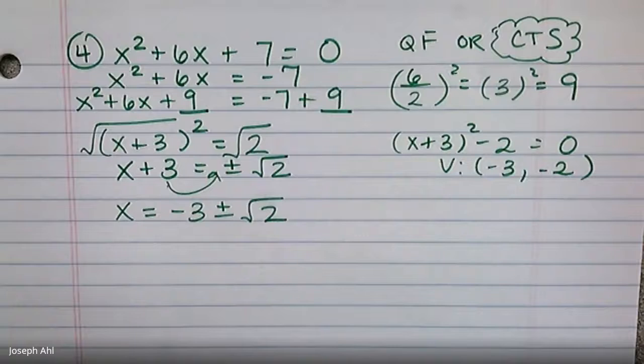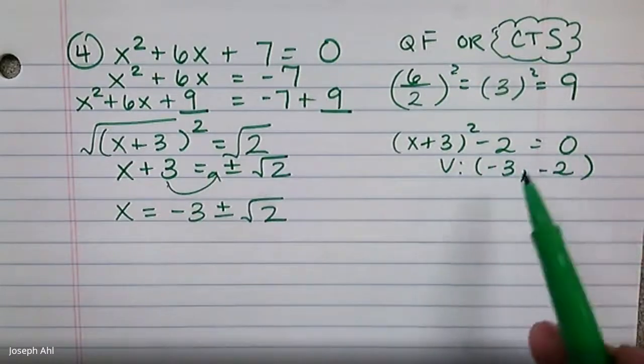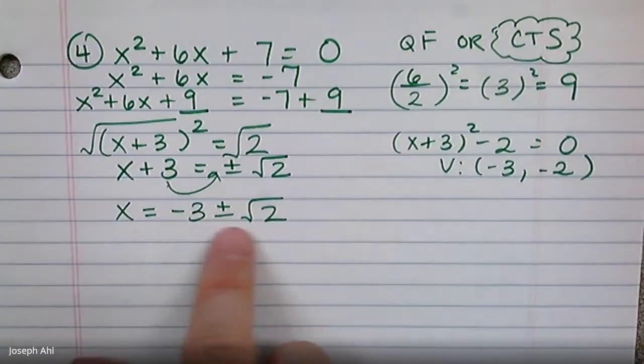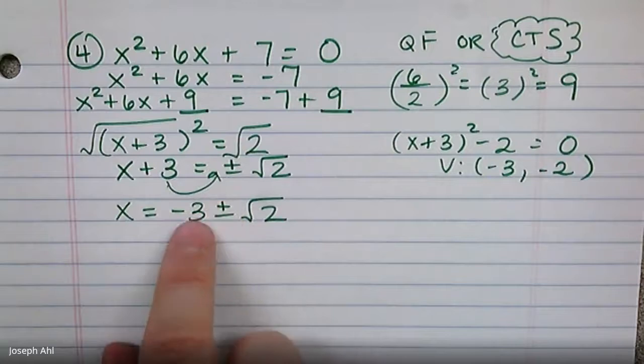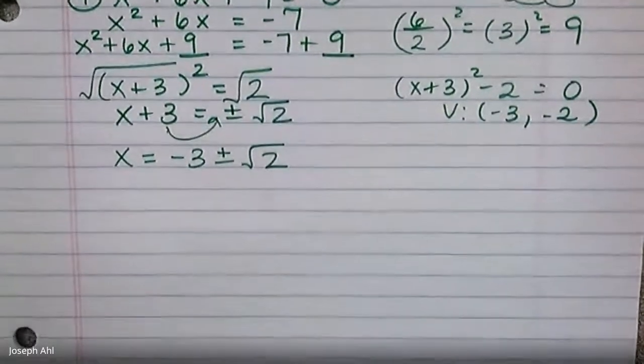We actually got a lot of information just from completing the square. I really quickly showed you that the vertex is going to happen at -3, -2. And on top of that, we know the 2 x-intercepts. They're not nice places, but if you type these values into your calculator, -3 plus and -3 minus the square root of 2, you can find some decimal approximations as to where those x-intercepts are.